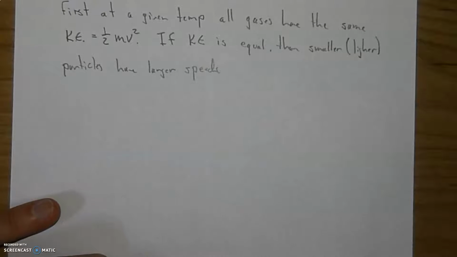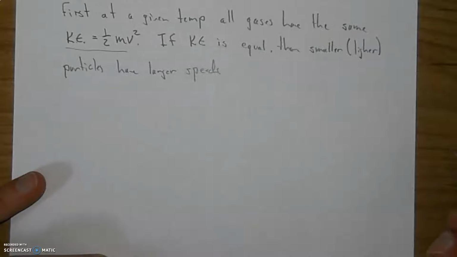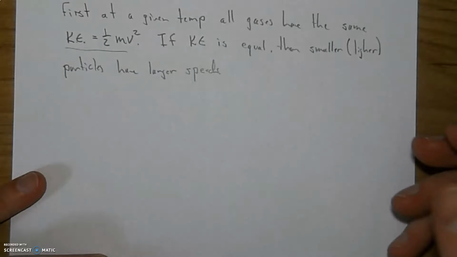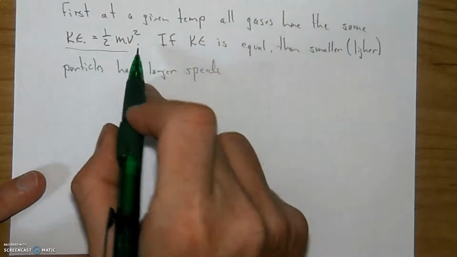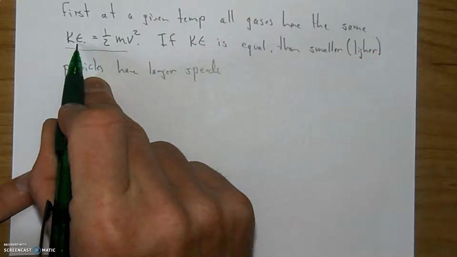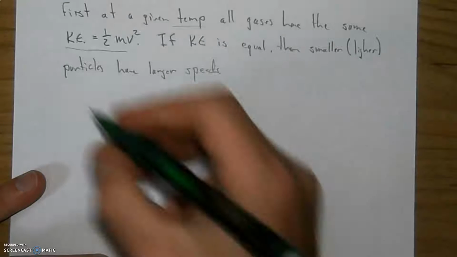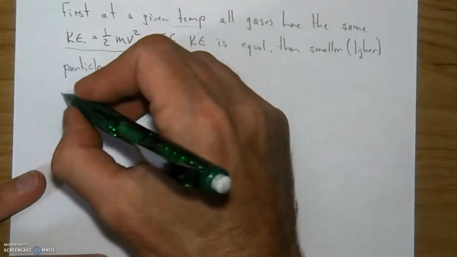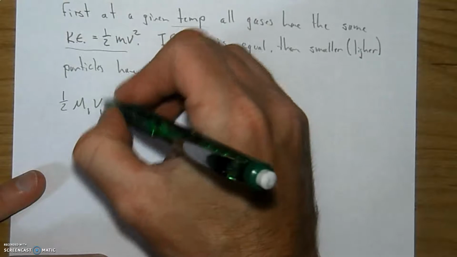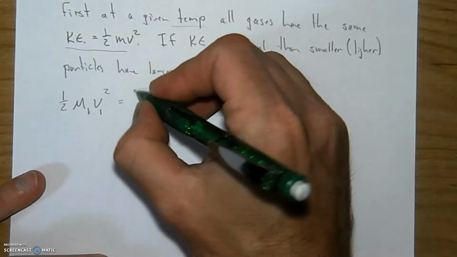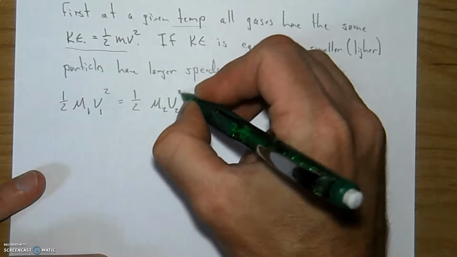Picking up where we left off with the last lecture, we were really focusing on this equation for kinetic energy, and we're making the comparison of two different gases. I'm going to set them equal to each other, since they have the same kinetic energy based on being at the same temperature. So if I set them equal, I'll have 1/2 m1 v1 squared is equal to 1/2 m2 v2 squared.